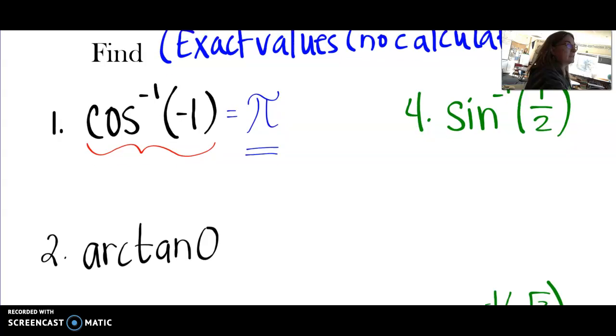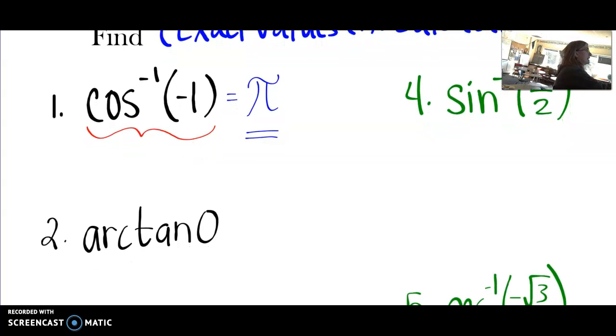Okay, number 2 here is arctan of 0. So what angle gives you an output of opposite over adjacent of 0? And that is to be continued.